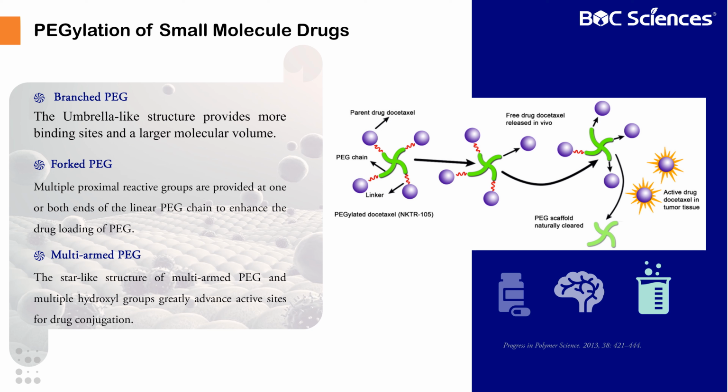These drawbacks can be overcome using various chemical modifications to obtain branched PEG, forked PEG, and multi-armed PEG. For example, forked PEG provides multiple reactive groups at the end of one or both ends of a linear PEG chain, enhancing drug loading by increasing active sites.